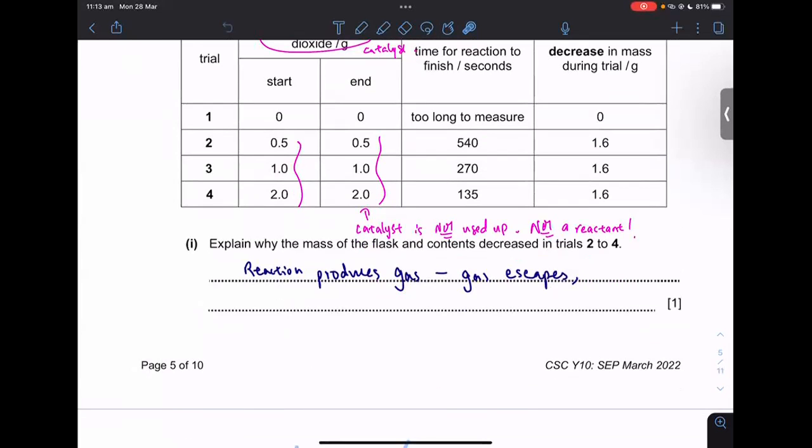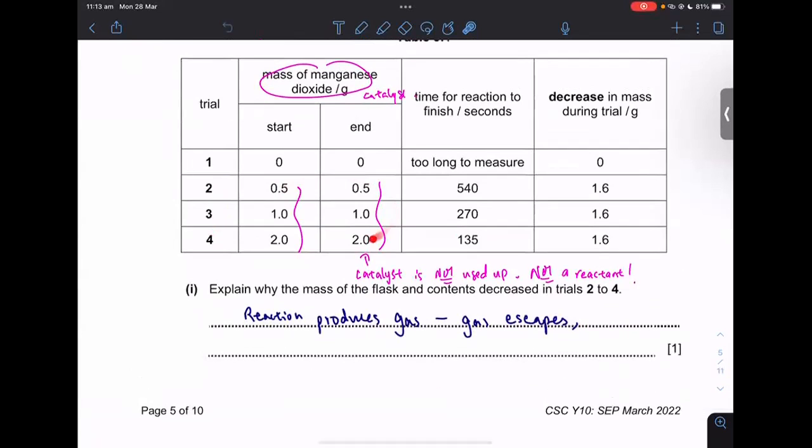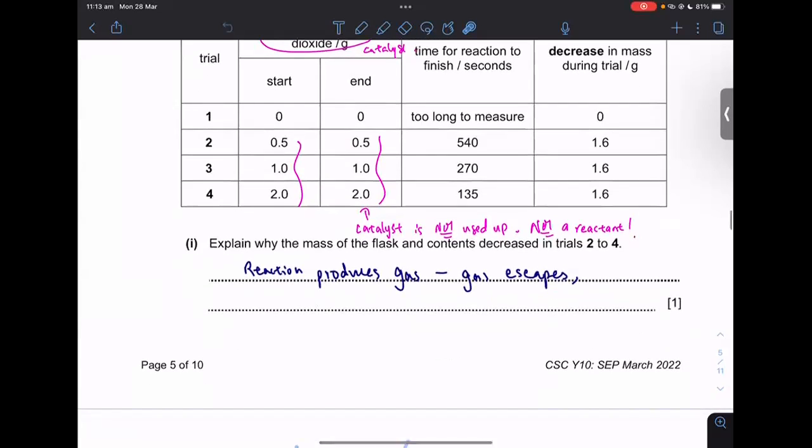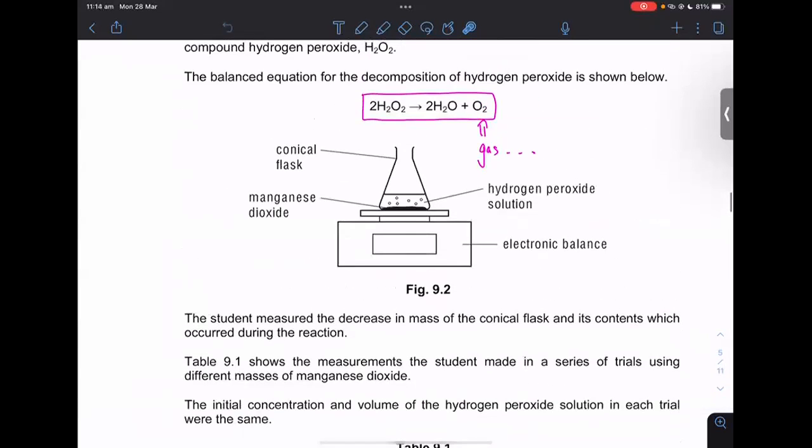Of course, once you add in the MnO2, it will speed up the reaction, and that is why the decrease in mass is observed in a shorter period of time compared to this first one. Too long to measure. You can't measure the time. It takes too long. So you produce a gas. Oxygen is a gas. You lose the mass. You get a decrease in the mass.